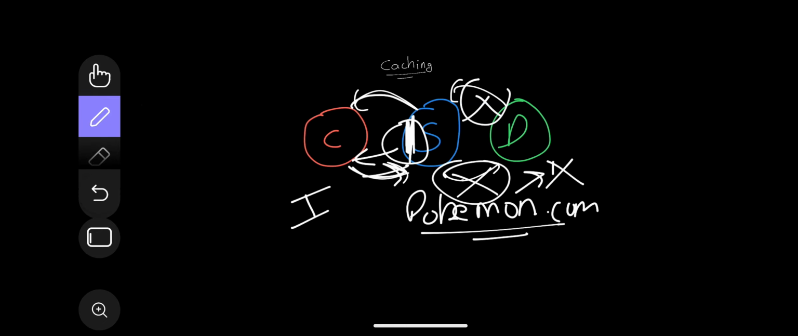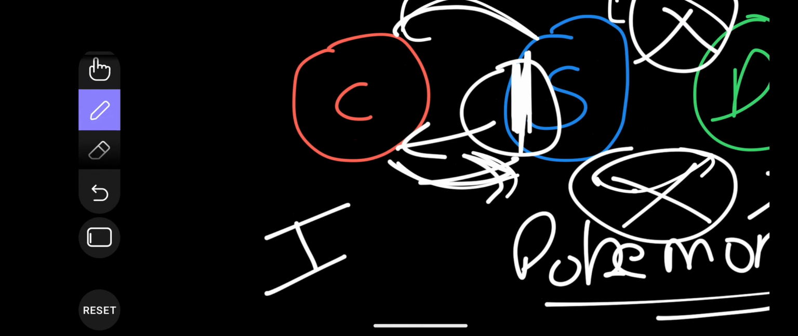Now there are 2 to 3 terms that are very important to caching. Let me go here and take the laser. When a request goes to the server and the requested data is found in the server, this is known as a cache hit: the requested data is found in the cache.